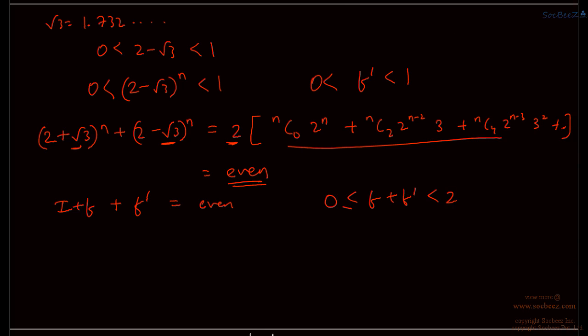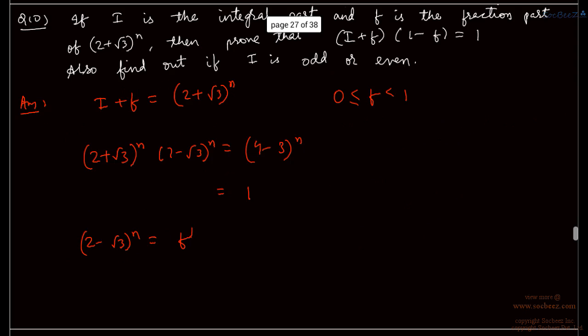So I plus f plus f dash is equal to an integer, which means f plus f dash lies between 0 and 2. It's never equal to 0 because of the inequality of f dash. Now, since this is an integer, the only integer f plus f dash can have is 1. So f plus f dash is equal to 1. Since I plus f plus f dash is equal to an even number, I must be equal to an odd number.